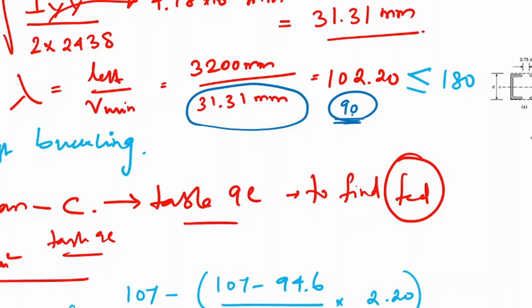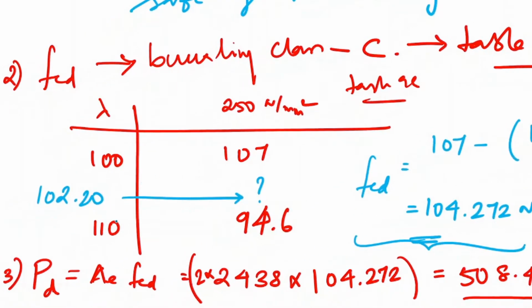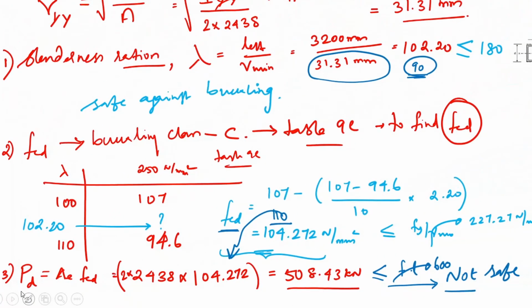For a slenderness ratio of 90, if you calculate the design axial compressive stress fcd, it comes to around 110 or so. Even if you substitute 110 in this equation, the design compressive strength of the chosen built-up section is not even close to the applied factored load. Still, your member will become unsafe.